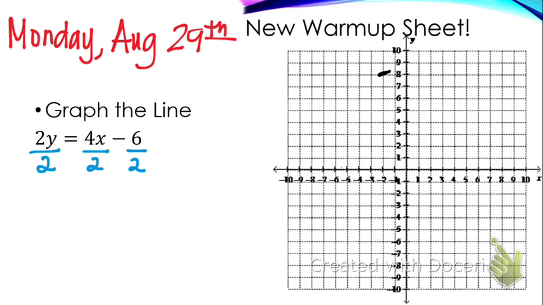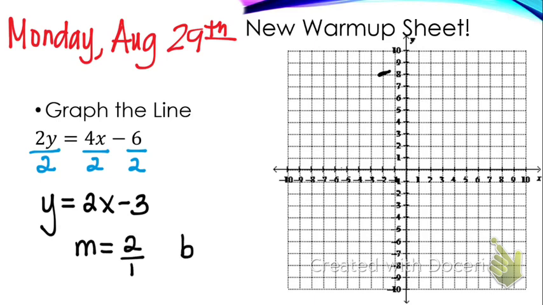So when you divide everything by 2, you have y equals 2x minus 3. So now this is in slope-intercept form. So your slope is 2 over 1. Your y-intercept is negative 3. Go ahead and graph it.